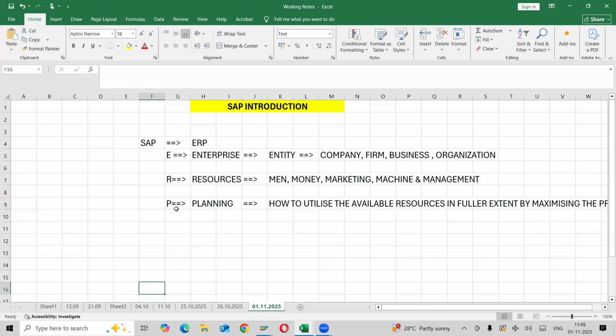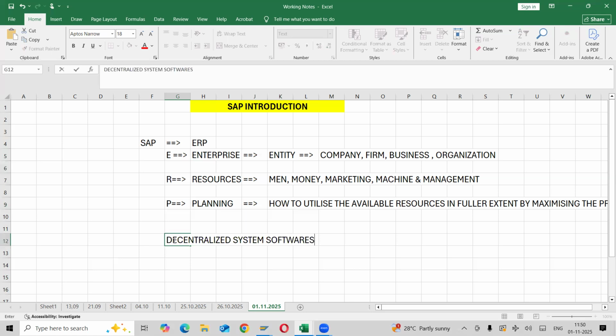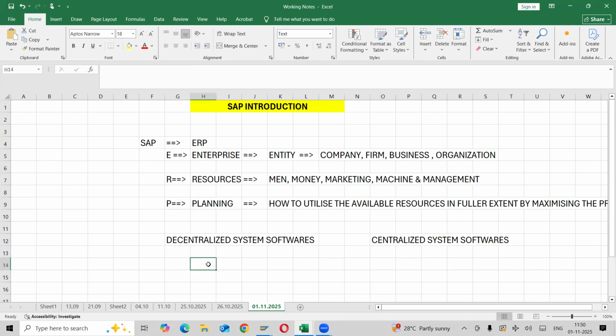So this is ERP. The softwares are divided into two different ways. One is decentralized system software, and the next one is centralized system software. I'm not going into much detail, as I have already explained this. Any software is divided into these two types, decentralized or centralized. We don't have any other software apart from this.